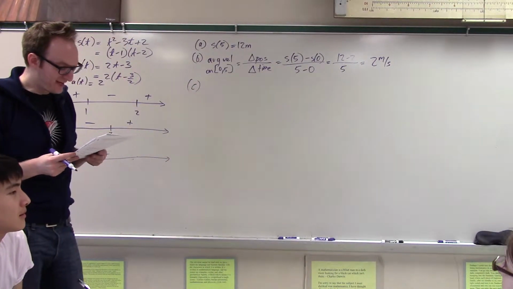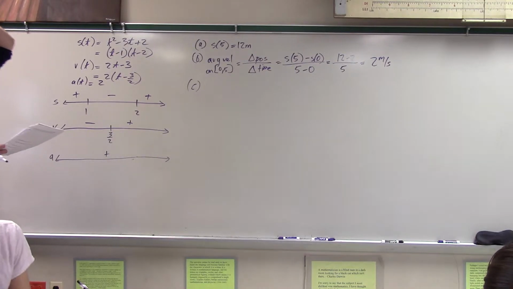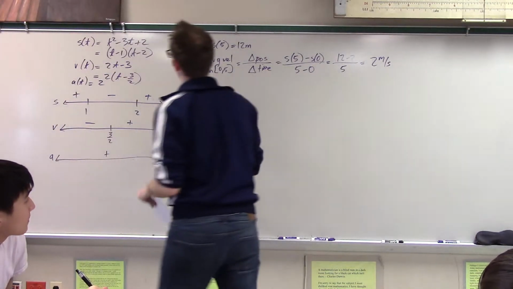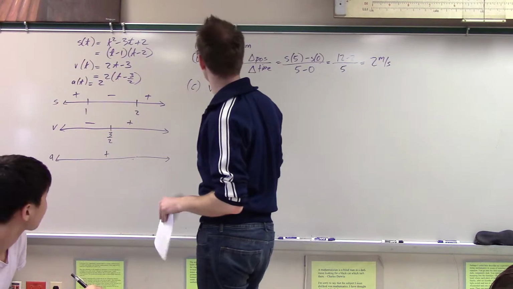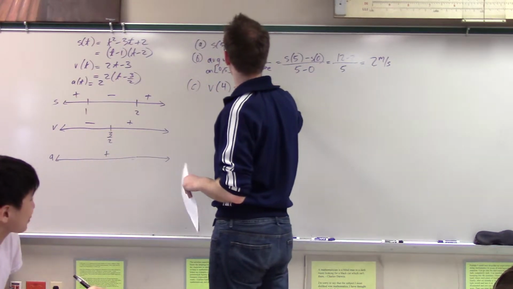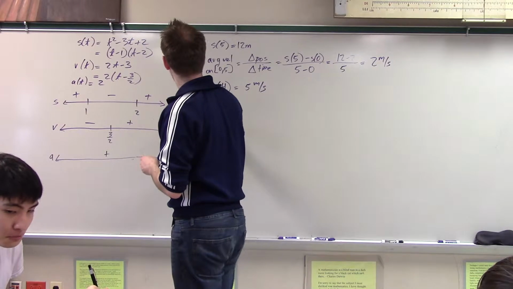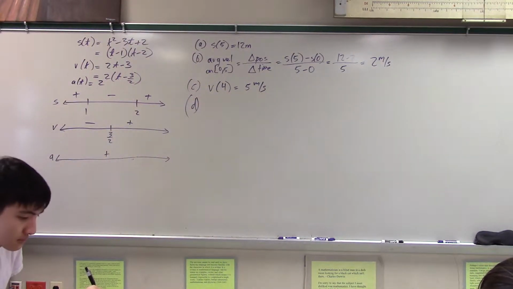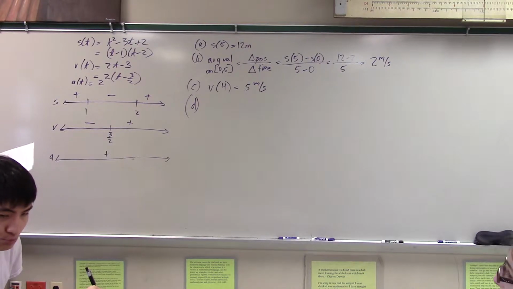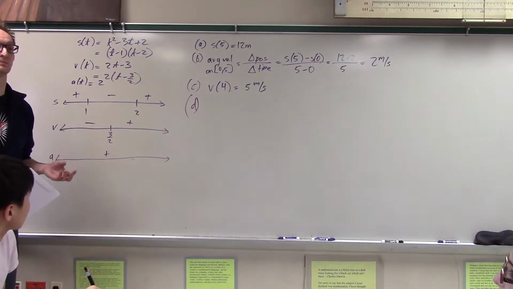Yes. Good. Find the instantaneous velocity of the particle when t equals 4. Well, that's just saying what is v of 4. So that's just 5, right? Yeah. Good. Part D. When does the particle change direction? When does it change direction?